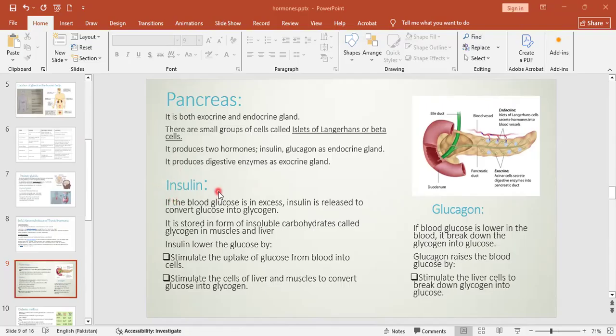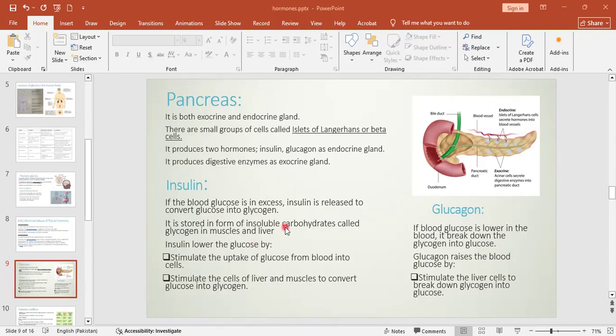Here comes the insulin. When the excess glucose is being detected, the pancreas is the target organ. So how am I going to respond toward the excess glucose? The pancreas will release a hormone known as insulin, and it will convert the excess glucose into glycogen, the stored form of glucose, the complex form of glucose. Glucose is a monosaccharide, the simplest form, and it is converted into the complex form, a carbohydrate known as glycogen. And that glycogen will be stored in the muscles and liver.